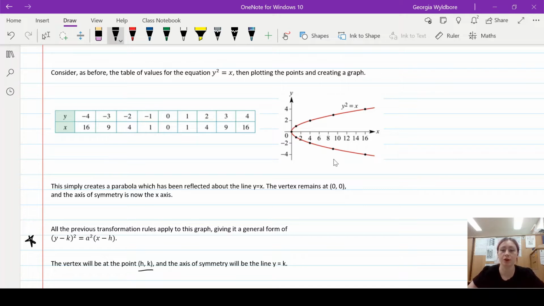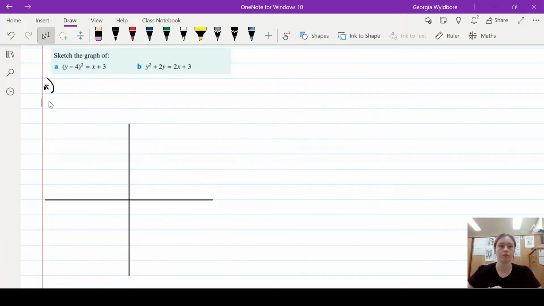It's important to note that this is not a function, because if we do a vertical line test, we get 2 points of intersection. So it's not a function, it's just a relation, which means we cannot use the f of x notation because that is only reserved for functions.